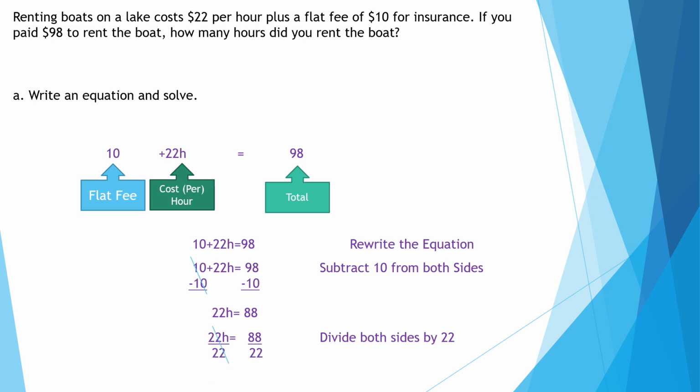When you do that on the left, they cancel out and make 1. 22 divided by itself gives us 1. So we're just left with H. And then 88 divided by 22 gives us 4. So how many hours did we rent the boat? We rented it for 4 hours.